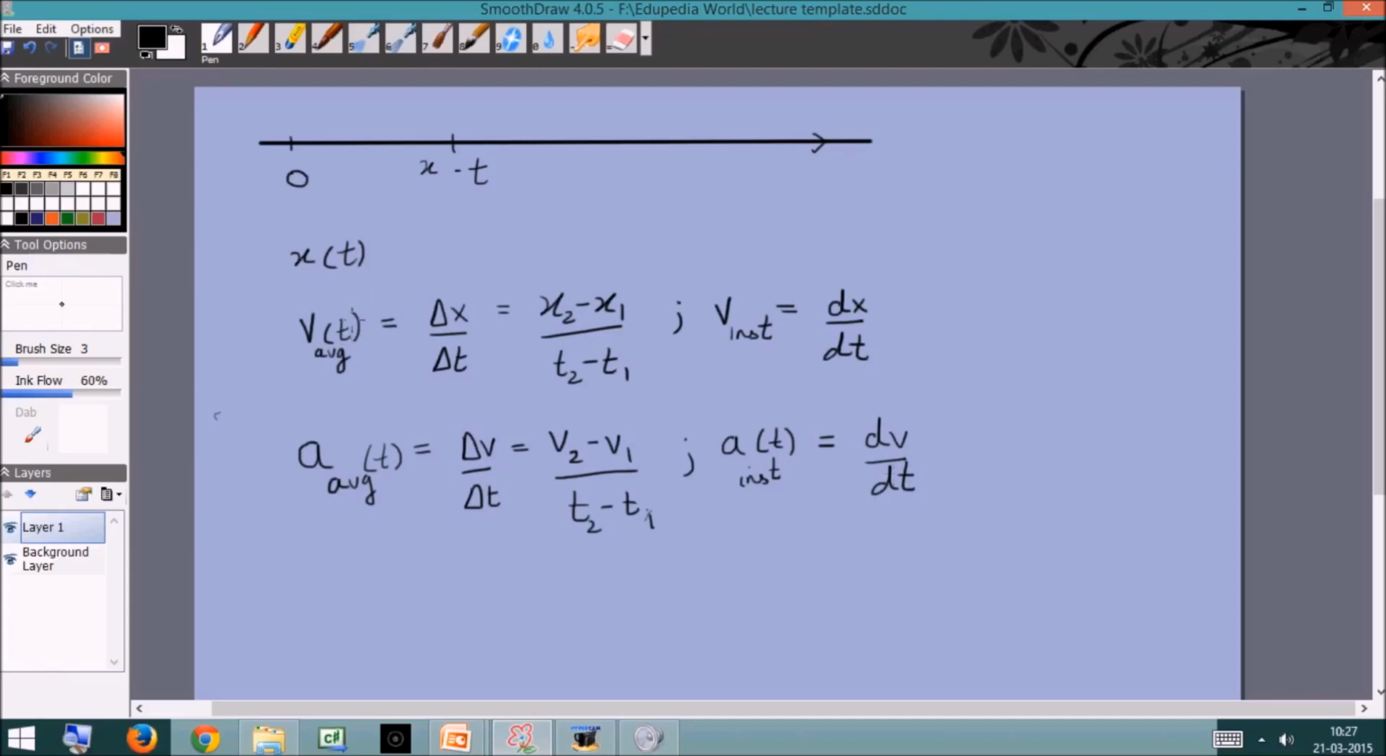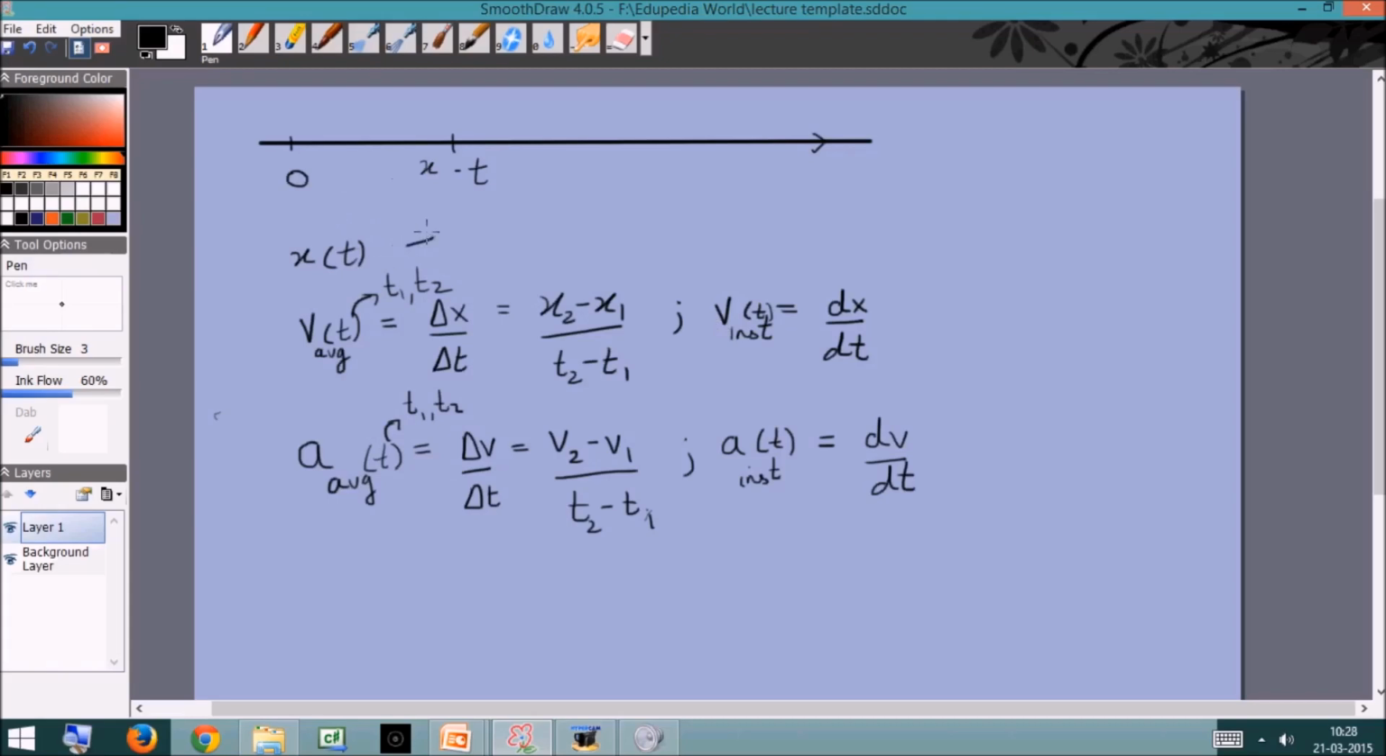By the way, these are always actually defined between two instants t1 and t2, not t. This would also be actually t1 and t2. Whereas instantaneous velocity and instantaneous acceleration are defined at a particular time. And how do you calculate them? We'll see it in much more detail in the next lecture. But all you need to do is differentiate this function x of t.